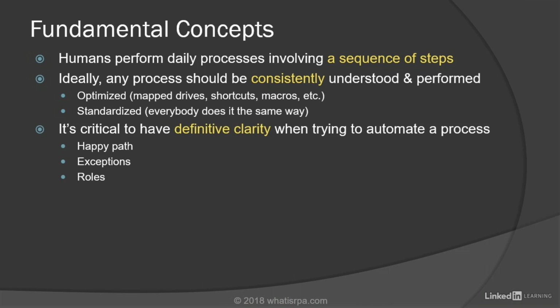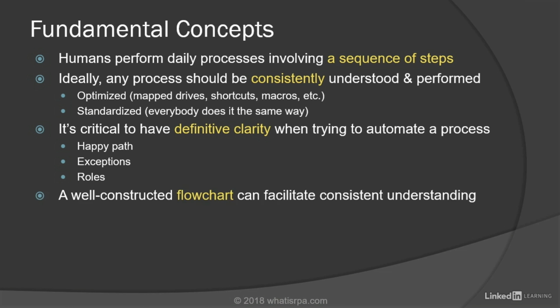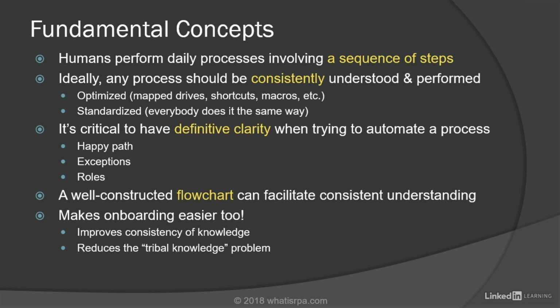It's critical to have definitive clarity when we begin trying to automate processes. We need to understand the happy path of the process, any exceptions that might occur, and which roles perform which aspects of the process. A well-constructed flowchart can facilitate consistent understanding of any process. Flowcharts make onboarding easier as well, because they will improve consistency of knowledge from team member to team member, and they reduce the tribal knowledge problem.